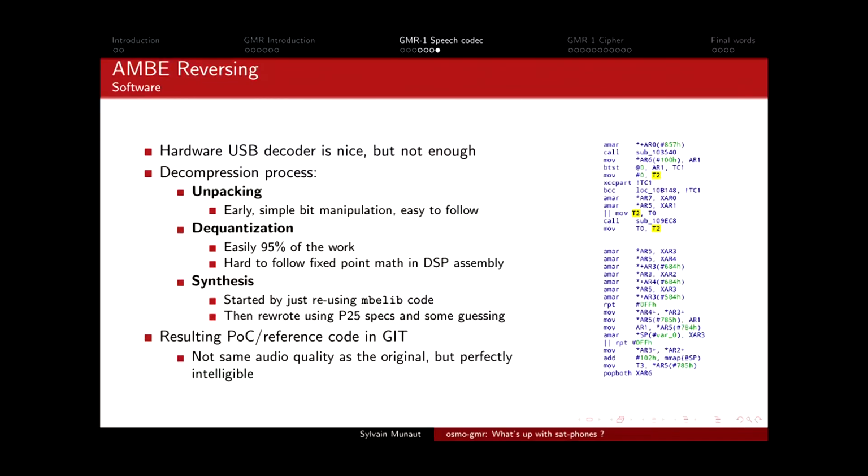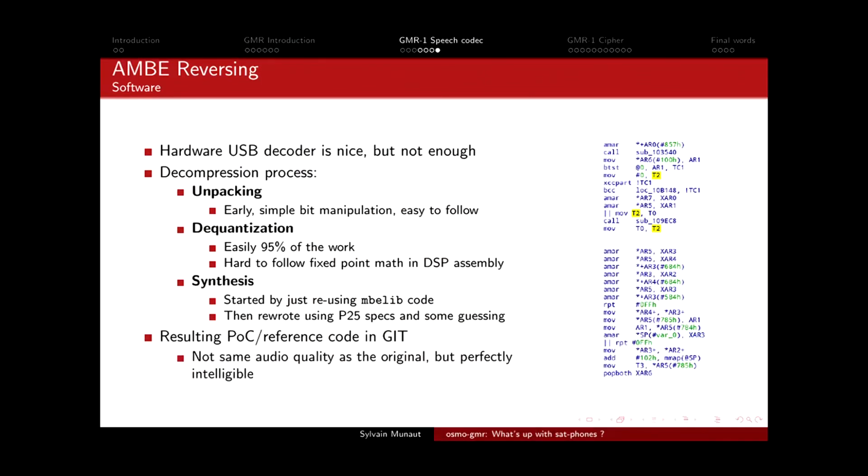So we have a hardware USB decoder, which is very useful, but you still have to carry it around or have it plugged on a networked server or something, which isn't necessarily something you want. So I wanted something I could check out in the Git, basically. So I started reverse engineering the entire codec. Now, it turned out to be very painful.